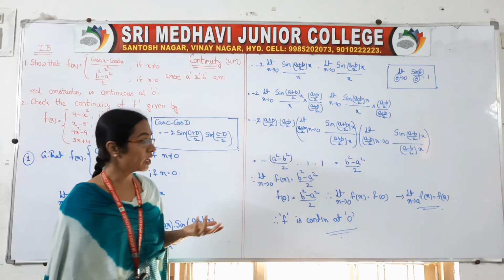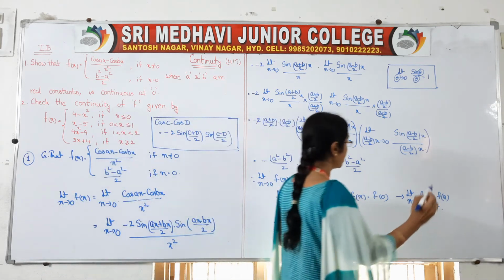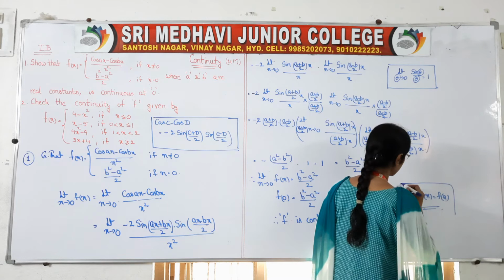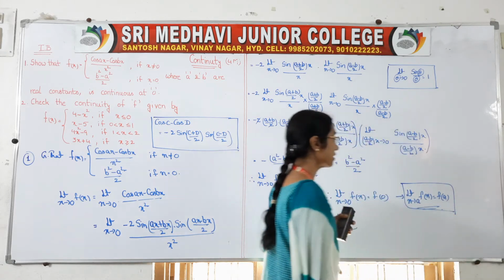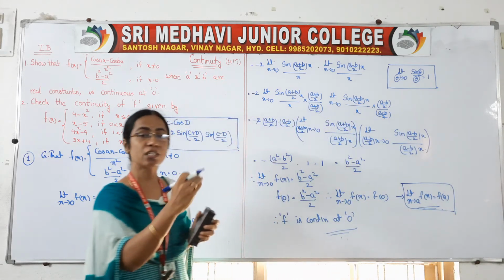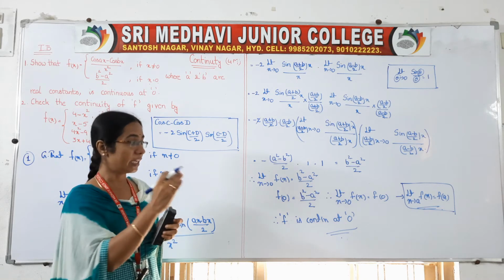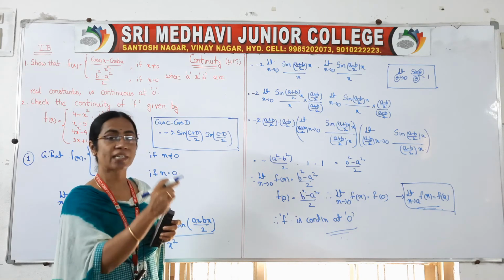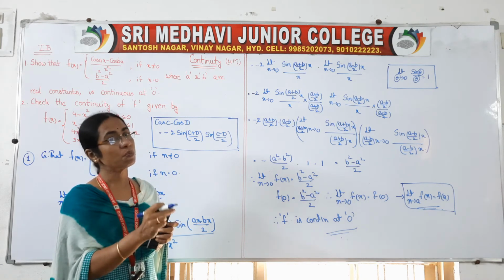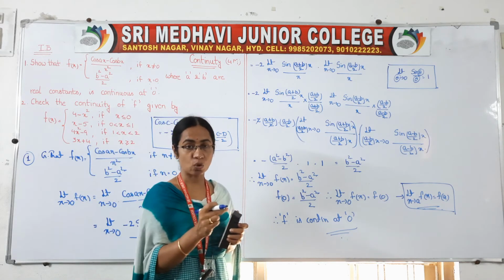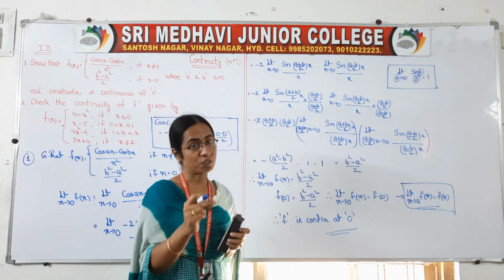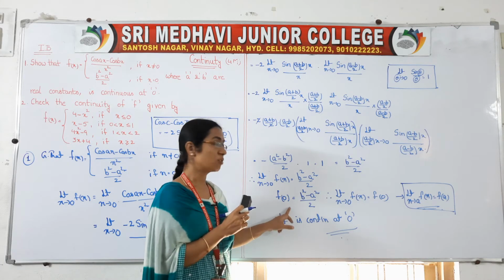Why do we have to find it? There is a condition for continuity. What is that condition? If limit x tends to a, f of x is equal to f of a, then that function is continuous at a. In this problem, your a is 0. So we have to find the f of 0 value. So find out f of 0.